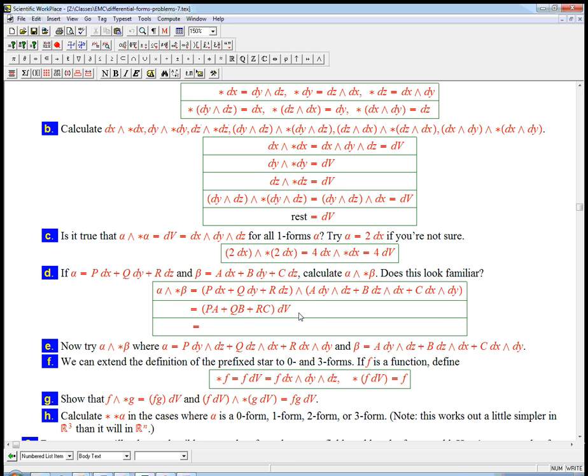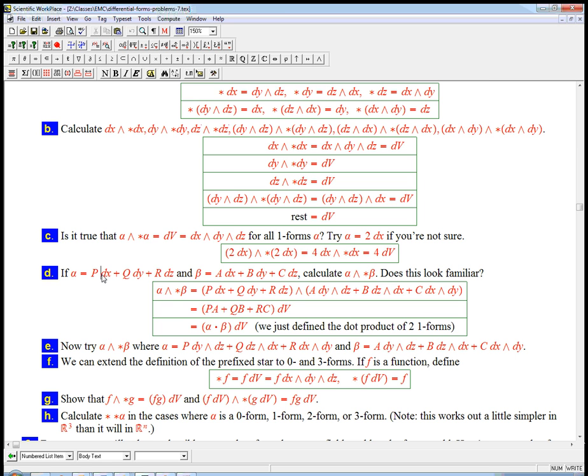That looks like a dot product. And in fact, what we're going to do is define the dot product of alpha and beta, just as if they were vectors, with these being i, j, and k. And we'll define that to be the dot product of alpha and beta times dv. This is not a definition we've used before. We just defined the dot product of two one-forms in kind of the obvious way.